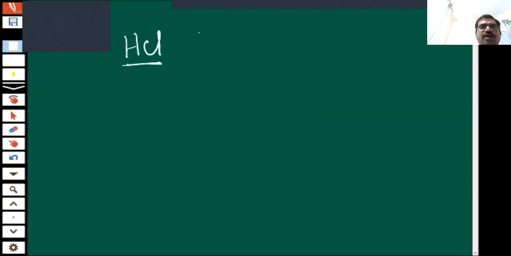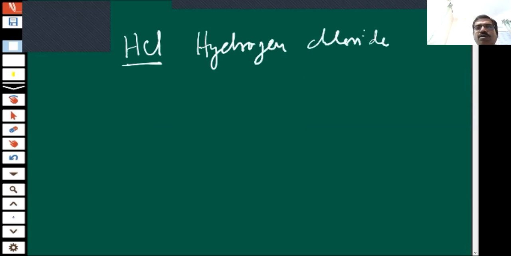So what about hydrogen chloride? This is also a very important molecule, hydrogen chloride. Can you do its preparation? Any reaction? Do you remember?